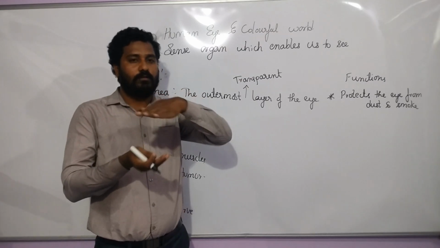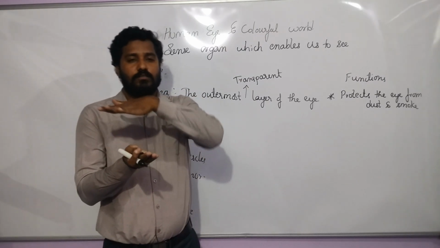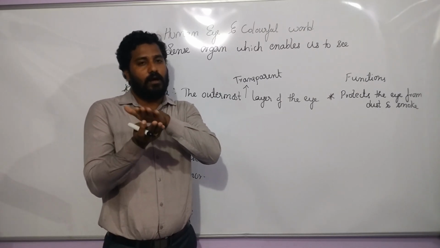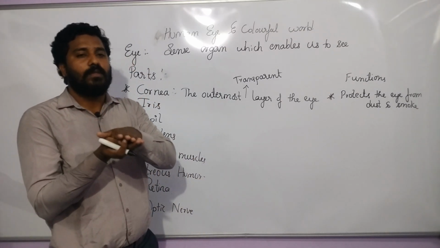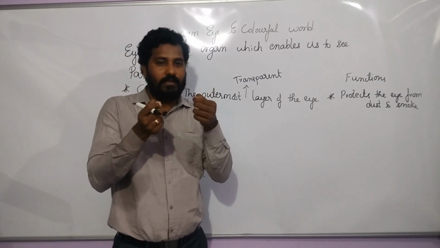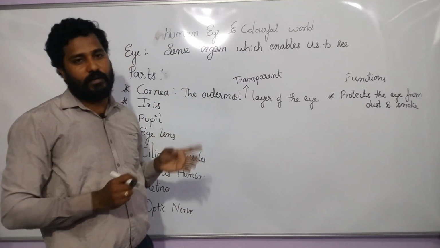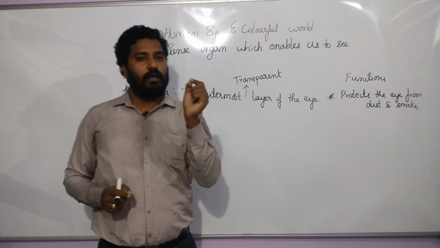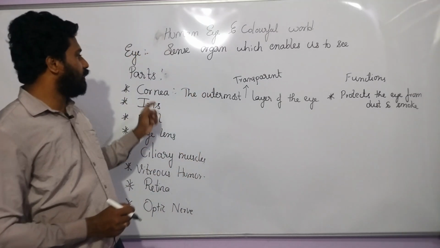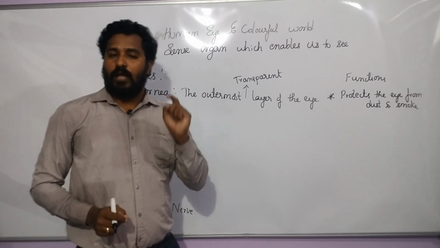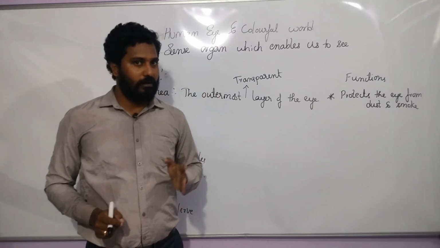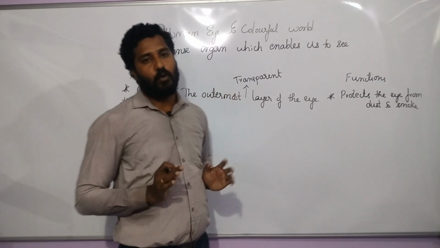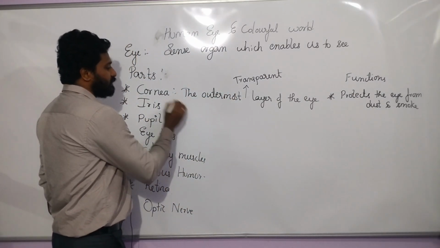Think of a book: over the book there will be a thin layer. In our eye also, the outermost part has a thin layer, and we call that thin layer cornea. The outermost thin layer of the eye is called cornea, and its function is that it protects the eye from dust and smoke. Let's move on to the next one.